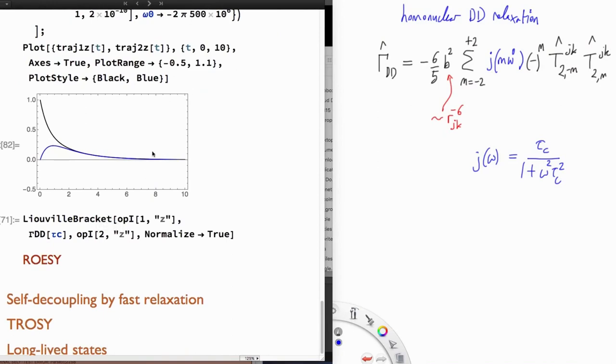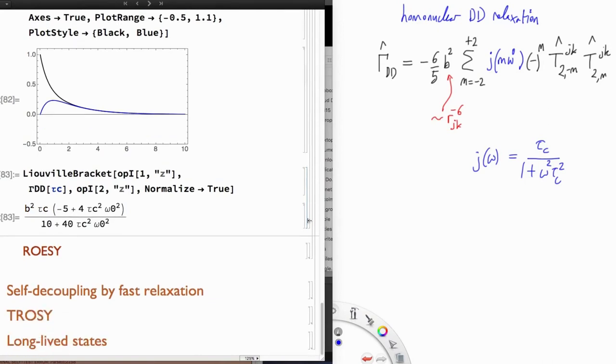Now we can also, if we want, look at that cross relaxation analytically, but now for the general case of a general correlation time. SpinDynamica, through the Liouville bracket, gives the expression for the cross relaxation rate constant. And it's easy to solve this, to find the correlation time at which the cross relaxation rate constant goes to zero, in which the NOESY peaks vanish.